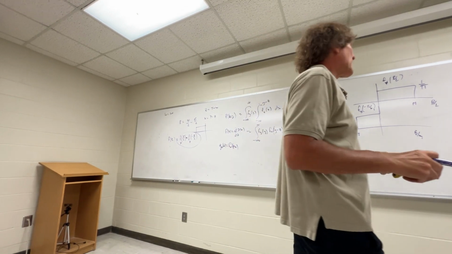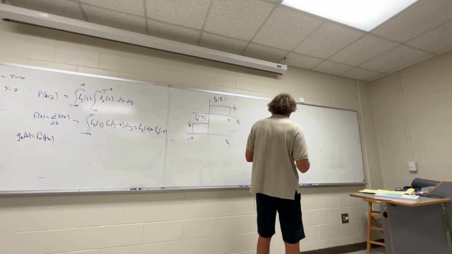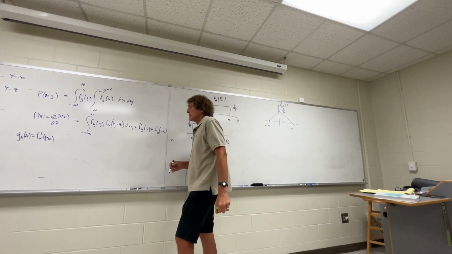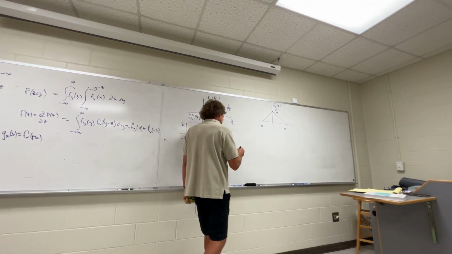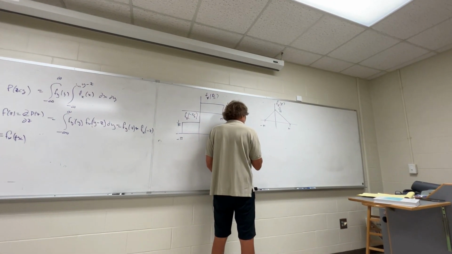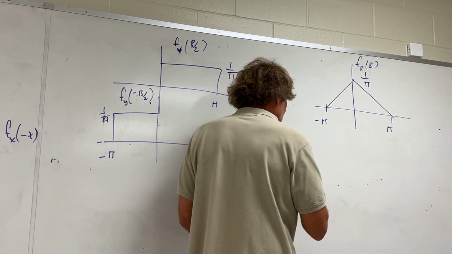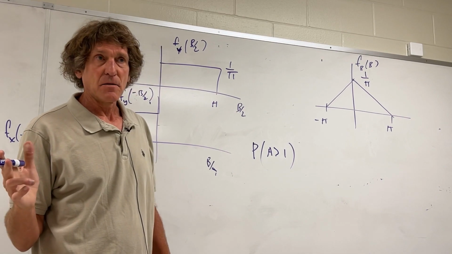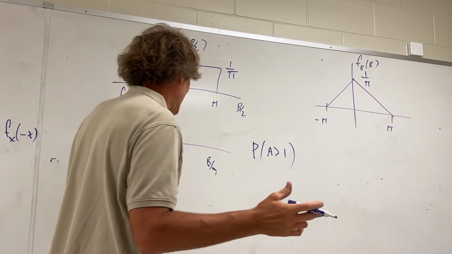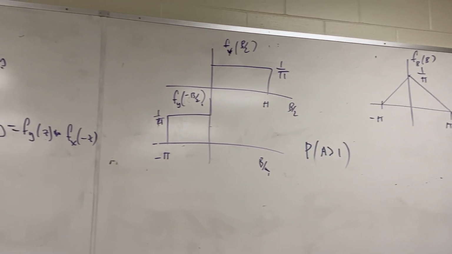Okay, you come down to this, and here's the real deal now. He wants the probability that A, I think, is greater than 1. Tell me if that's right. That's right. So he asks that. Now, what is A? I'll put it over here.